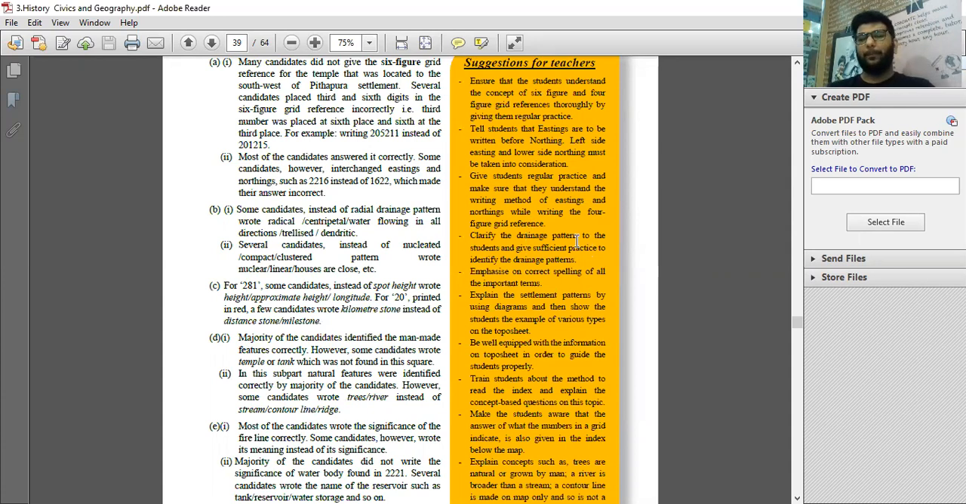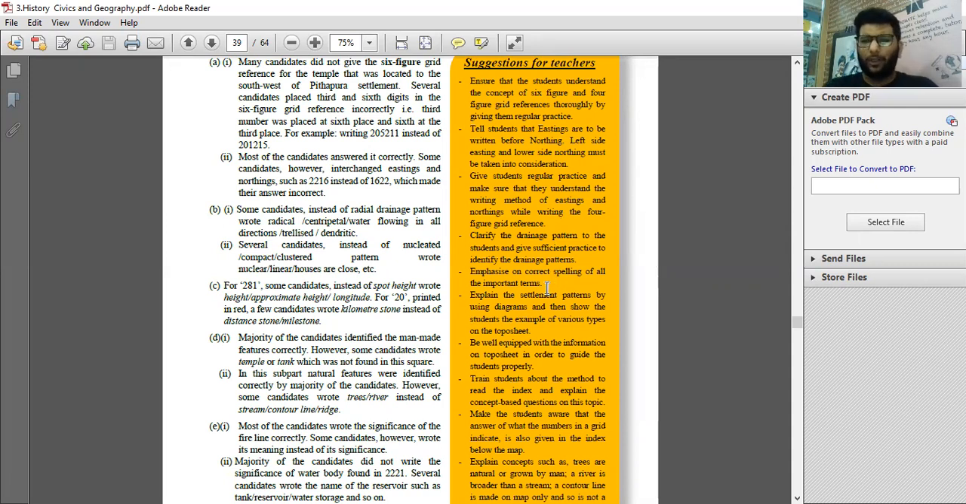Clarify the drainage pattern. When I say drainage pattern, if you remember, there are different drainage patterns, radial, for example. So you should be clear with them. You need to understand the difference between them, then only you will be able to identify them, which means your signs and symbols have to be very clear. Emphasize correct spellings of all the important terms.